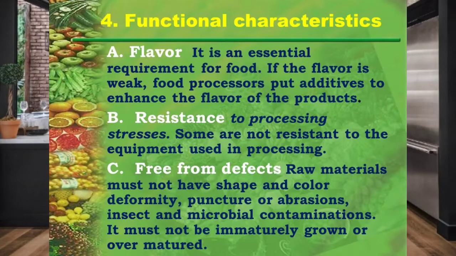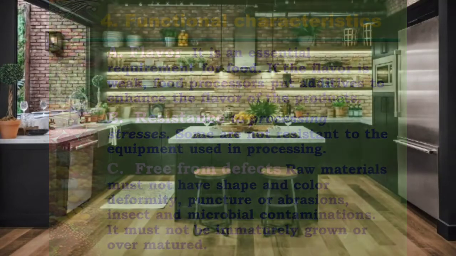Second, resistance to processing stresses. Some are not resistant to the equipment used in processing. Third is free from defect. Raw material must not have shape and color deformity, puncture or abrasion, insect and microbial contamination. It must not be immaturely grown or overmatured.